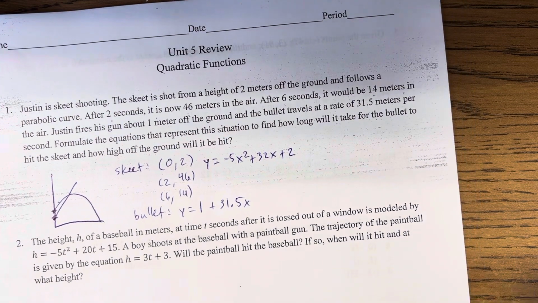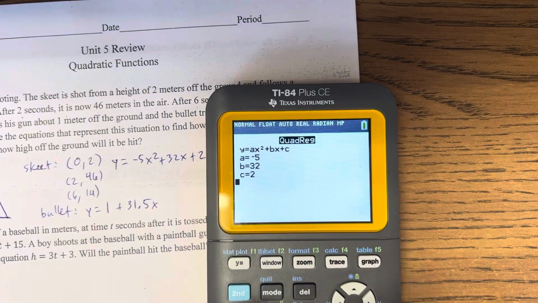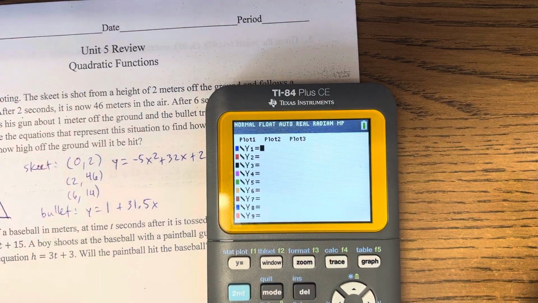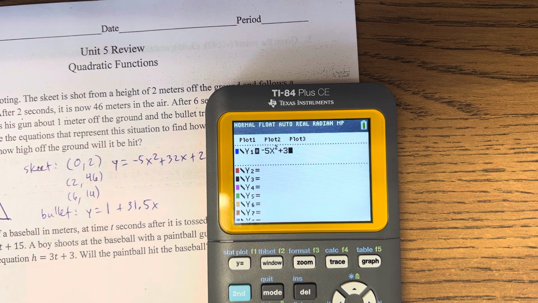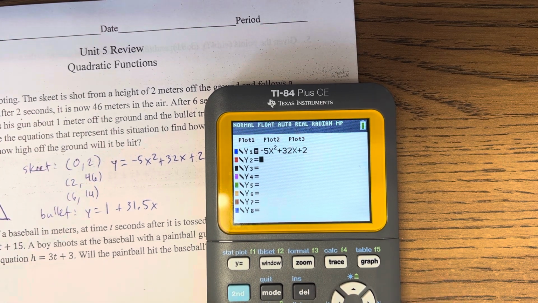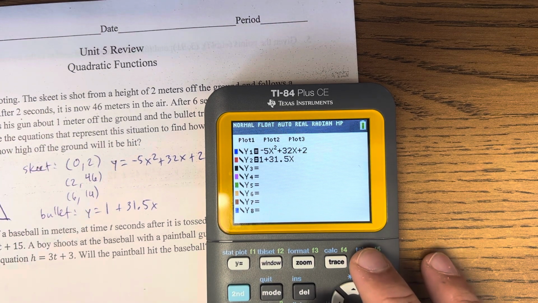All right, and so we've got our 2 equations, and so now it's time to plug it in the calculator to see where they actually hit each other. And so inside the y equals, we'll put in the negative 5x squared plus 32x plus 2, and then 1 plus 31.5x, and we'll graph it.